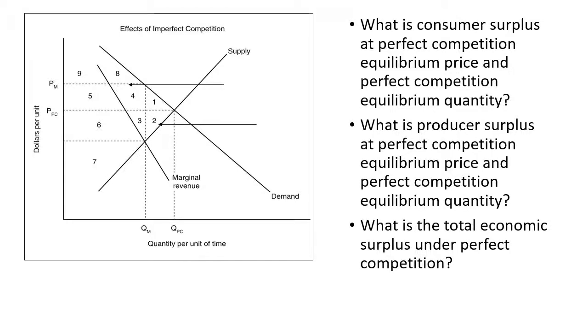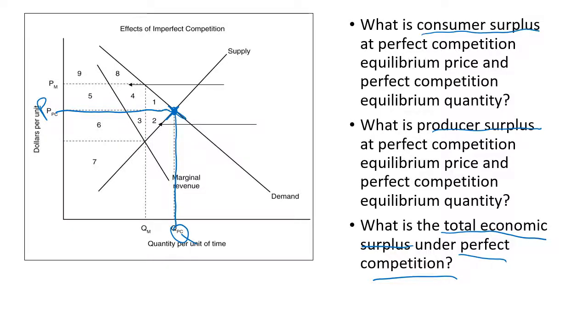So to start, just as a brief review before we get into some of the new concepts, we need to refresh our memory on what consumer surplus means, what producer surplus means, and what total economic surplus means when we are dealing with perfect competition. So if you recall, under perfect competition, the point of equilibrium exists where supply meets the demand curve. So the price under perfect competition would be right here, and the quantity produced under perfect competition would be right here.